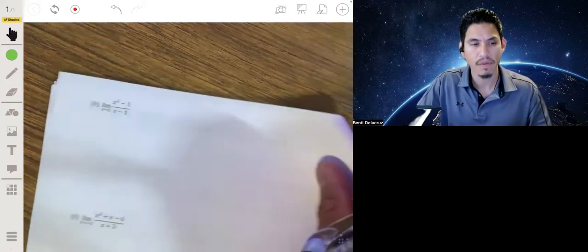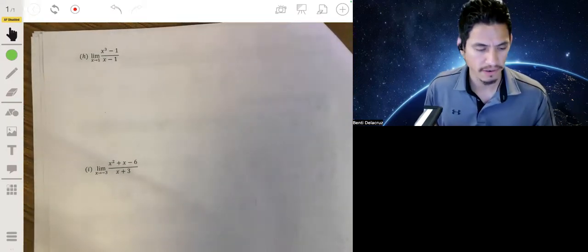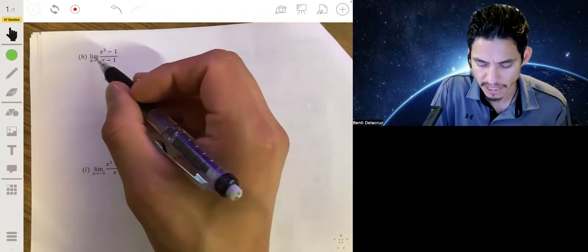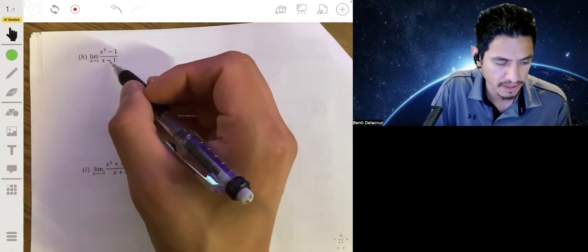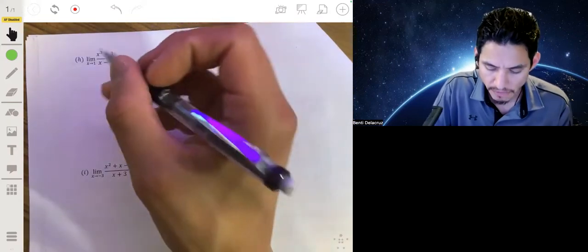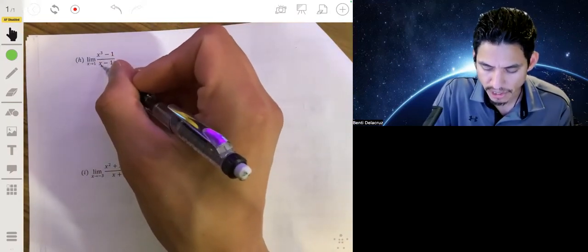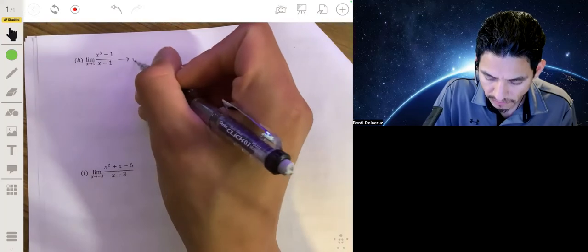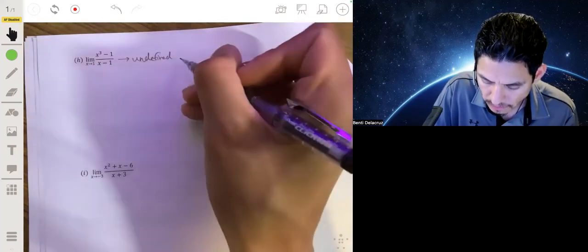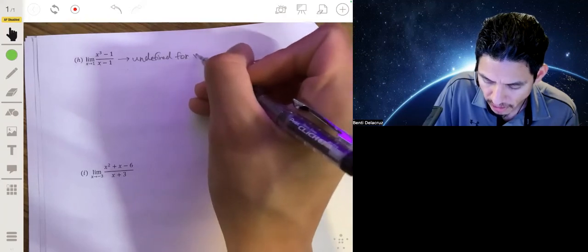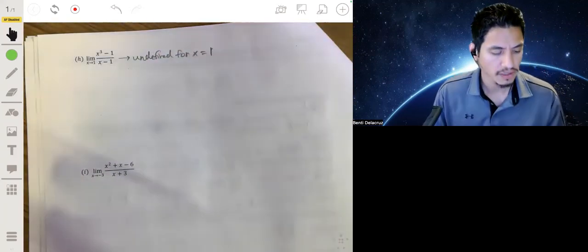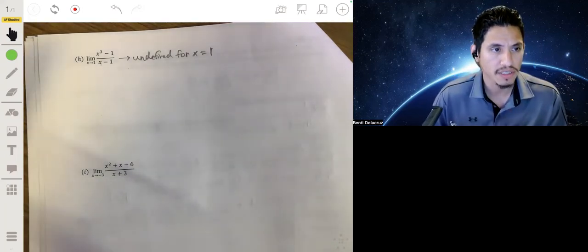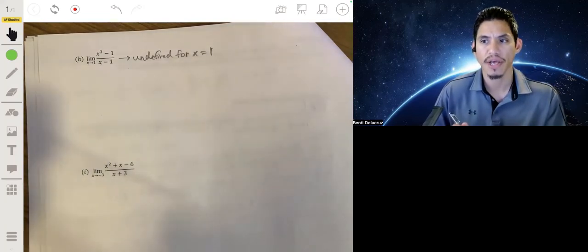Okay, so now we're going to look at some more complex ones. We're going to have to actually do some stuff. Okay, so for H, we have the limit as x approaches 1 of x cubed minus 1 over x minus 1. Now here, if we were to plug in 1 for x, we would get 0 in the denominator. So this is undefined for x equals 1. So what we do is we make another function just like this one, but where it's okay to plug in 1.